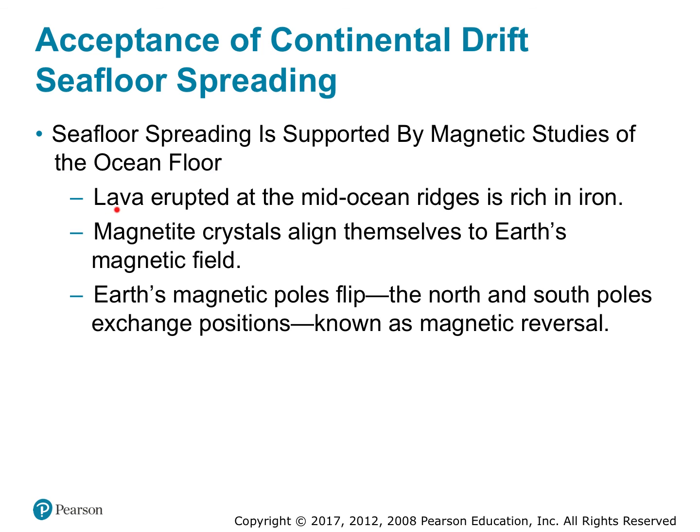So basically what happens is lava is erupted at mid-ocean ridges, and that lava is rich in iron. And when the lava cools down, the iron becomes magnetized. The magnetite crystals in the iron line themselves up with the Earth's magnetic field, just like a compass needle. And one of the things that has come out of these studies is we've learned that the Earth's magnetic field, the North Pole and the South Pole, actually flip. In other words, the North Pole turns into the South Pole and vice versa. This is known as magnetic reversal.